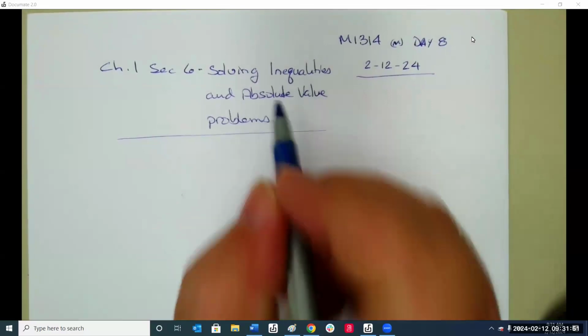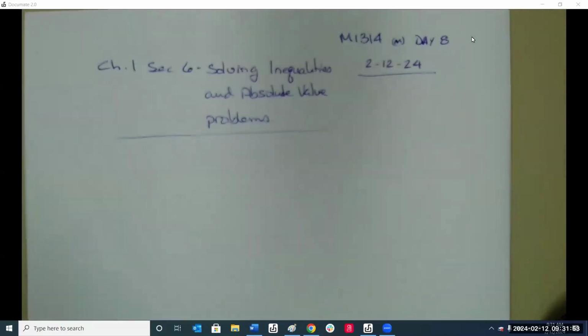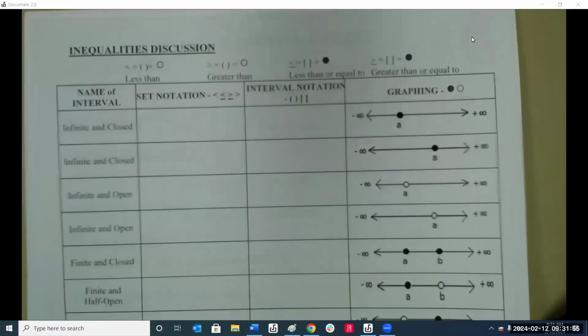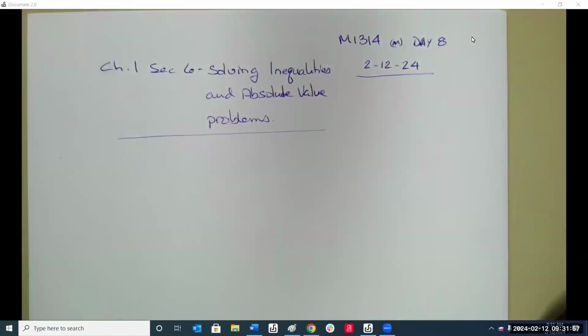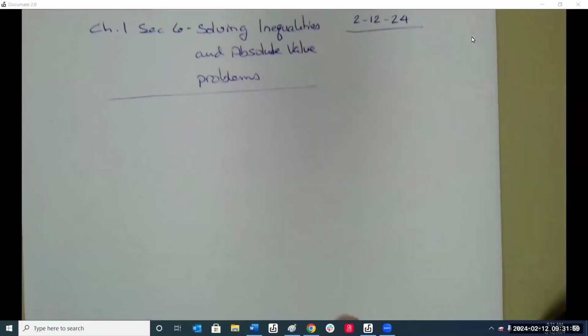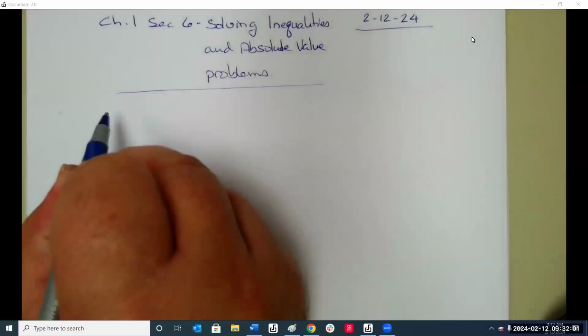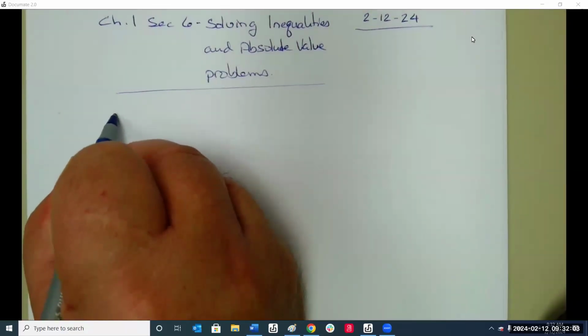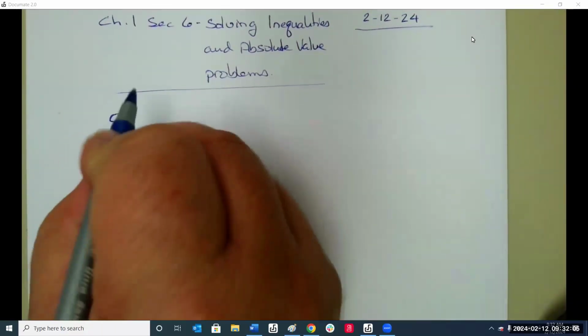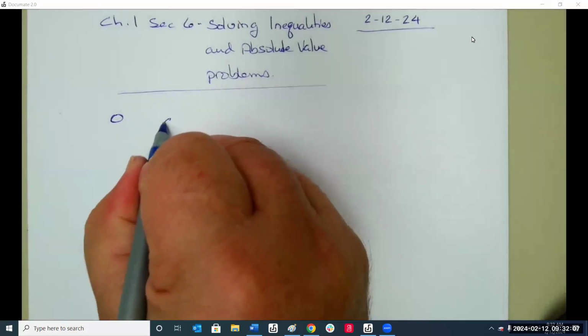Solving inequalities and absolute values. So today we'll be looking at our sheet. So before we get started on the sheet, let's go ahead and do some definitions. In inequalities, we'll use these symbols.